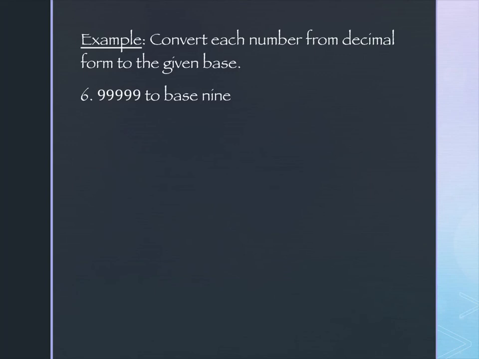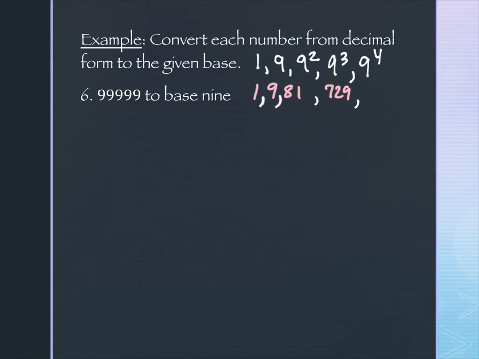99,999. We're going to put into base 9. I need to know powers of 9. So the first ones are easy. I've got 1 and I've got 9 and I've got 9 squared, which is 81. Next I need 9 cubed. What's 9 cubed? 729. Then I need 9 to the 4th. 6,561. How about 9 to the 5th? 59,049.